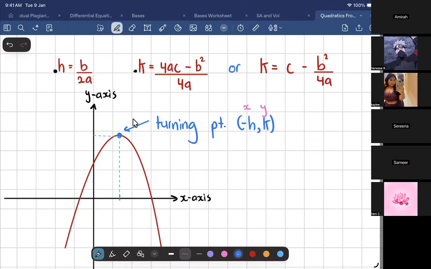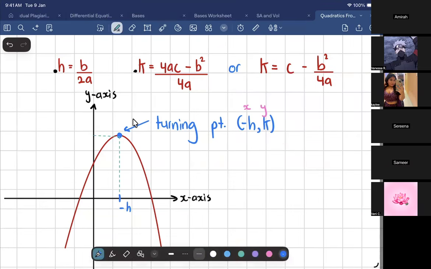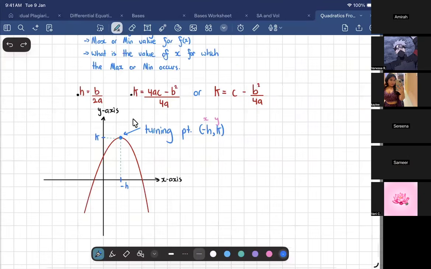It's important that you understand this. If you understand something, you'll have a harder time forgetting it naturally. So I'm going to put minus h here. And guys, what do you think this corresponds to in this coordinate? The k. Yeah, the k, because the k corresponds to the y-axis. So I hope you understand that.